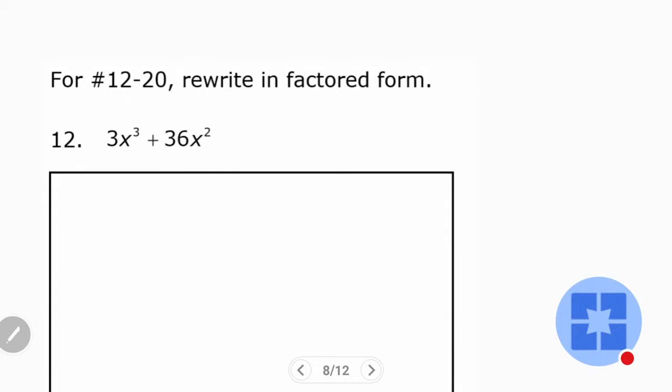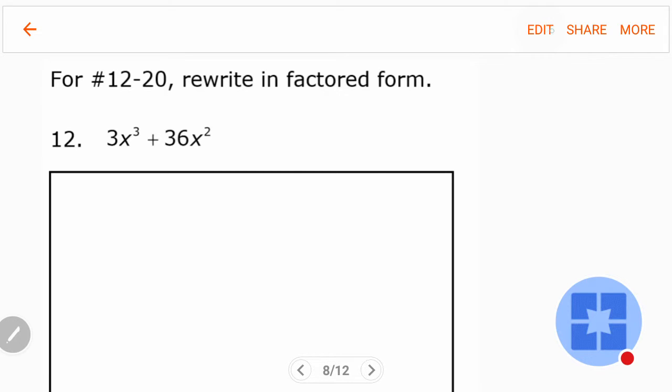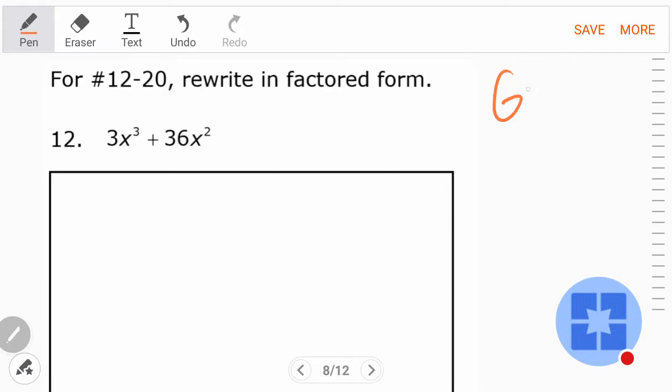All right, for these ones, it says rewrite in factored form. So let's try that. To factor, I always have to start and look for a greatest common factor. Between 3 and 36, the greatest common factor is 3. And then x, the most is x squared. So that means I'm going to divide everything by 3x squared.